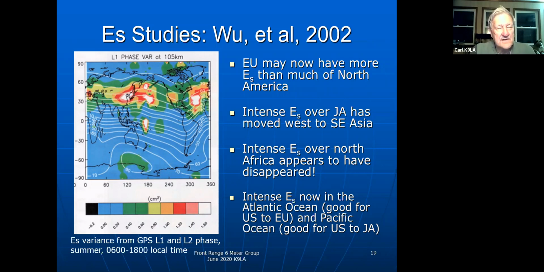And look at what may explain a lot of East Coast to Europe and also West Coast to JA. There's intense sporadic E now in the Atlantic Ocean, which is good for the US to Europe, mostly East Coast, and Pacific, the West Coast, to JA. So that's kind of interesting. Things are changing. So why are things changing?